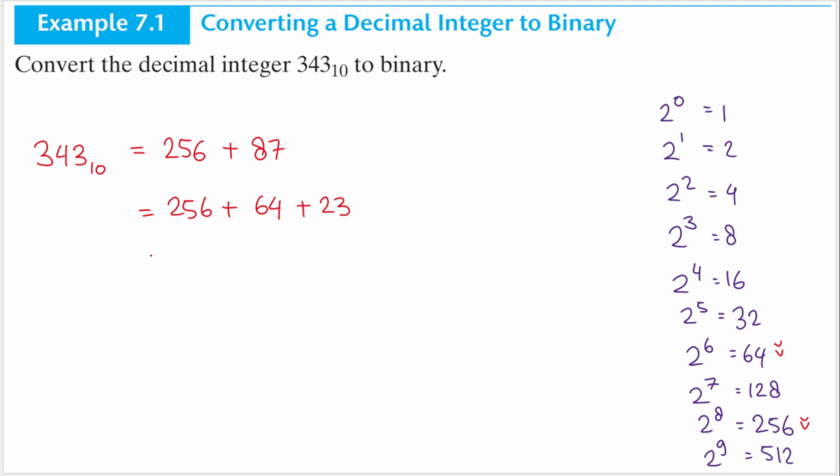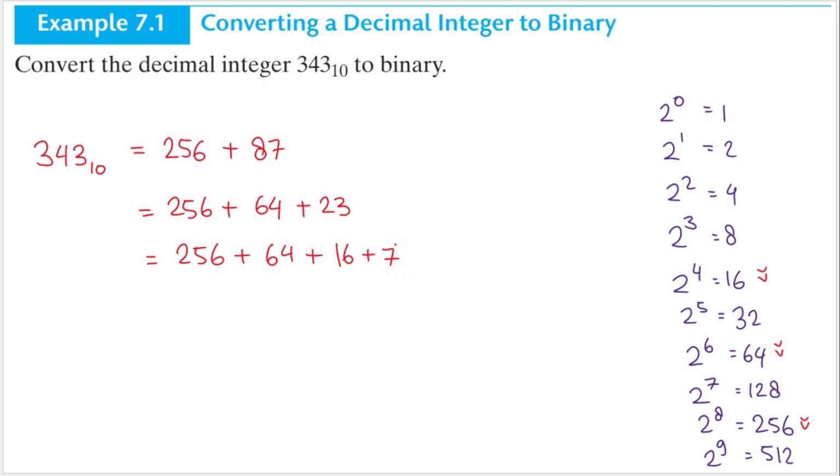Again, let's do the same here, but this time less than 23. This is more than 23, this is less than 23. So 16 will be the next target. So we'll have 256 plus 64 and then plus 16, and then plus 7.